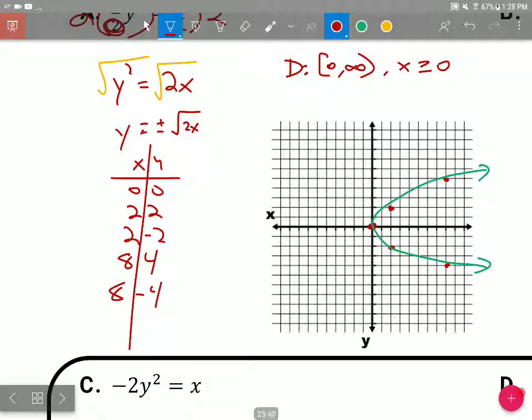Your range is actually going to be a little different this time. How far down does this graph go? It goes on forever, right? It keeps going down forever. Does it go up forever? Yeah. What do we call that? Yep, or negative infinity to positive infinity, however you want to say that. So your range is negative infinity to positive infinity, or it's all real numbers. Either way. Cool.